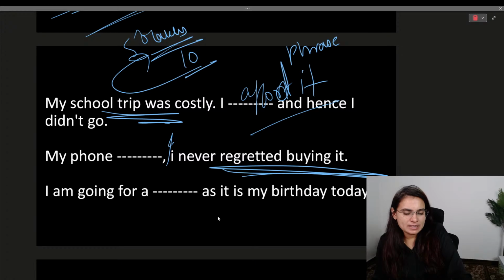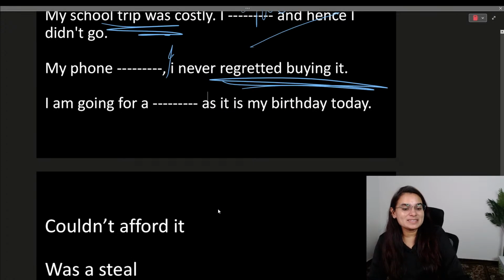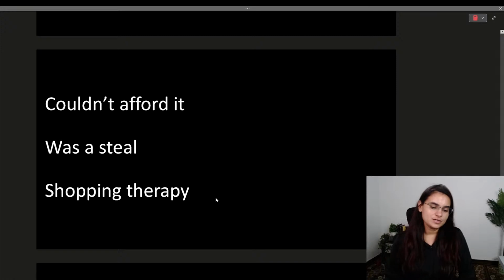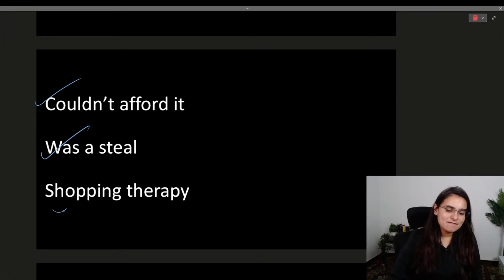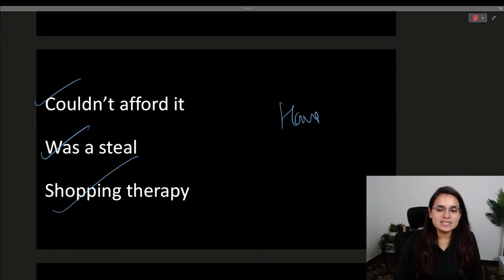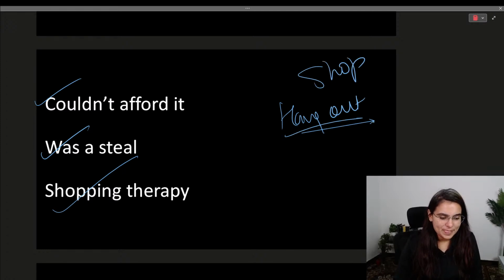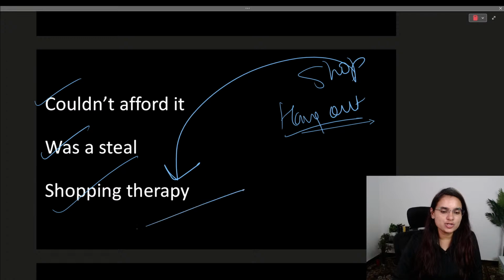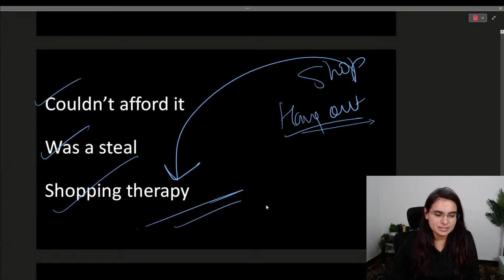Hangout is fine, but we have to think of shopping related phrases. Shopping related. Shopping therapy is the right idiom here. See, vacations, hangout, these are not shopping related. These are travel related. We are talking about shopping related, and shopping therapy is the perfect word for this.